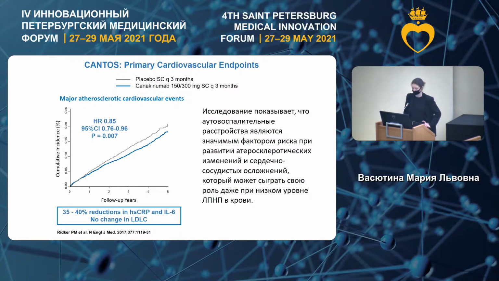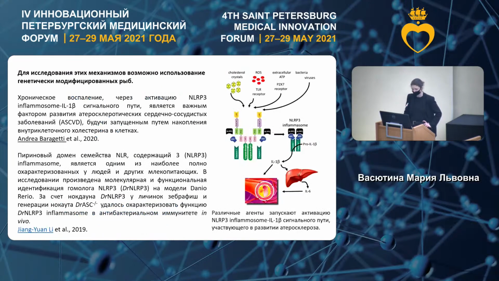Our Italian colleagues described one of the autoimmune diseases, psoriasis. It is characterized by penetration of the artery, stenosis, and formation of plaques with normal or low level of LDL. So now, in the sphere of atherosclerosis, they also take it into account. And for the study of these mechanisms, we can use genetically modified fish, chronic inflammation through activation of the NLRP3 inflammasome.